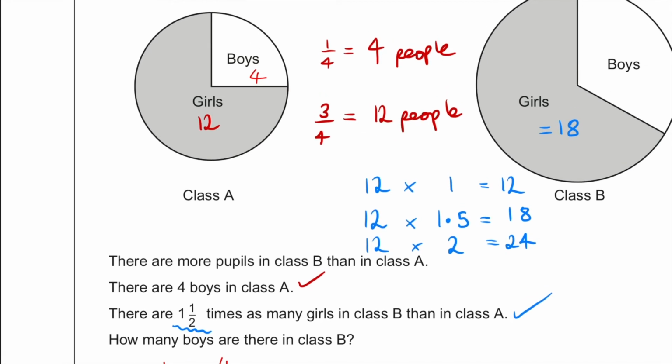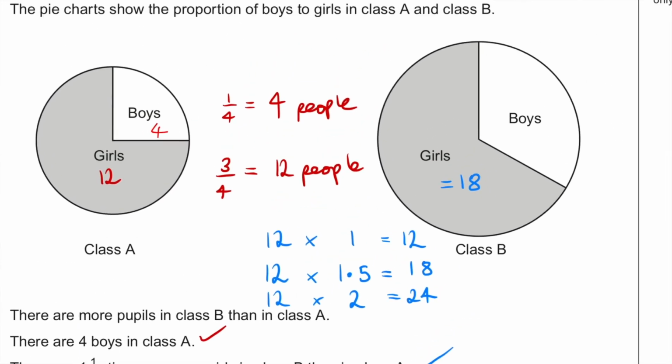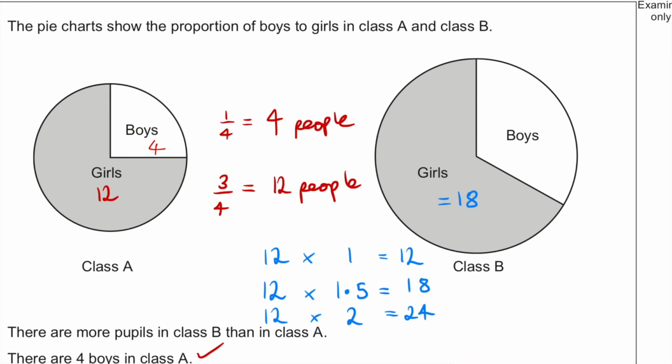We're then asked to work out how many boys there would be in Class B. Well, coming back to what I originally said, this is 1/3, so this is 2/3. If I split that 18 into 9 and 9, that's what 1/3 is, so the boys must also be 9.